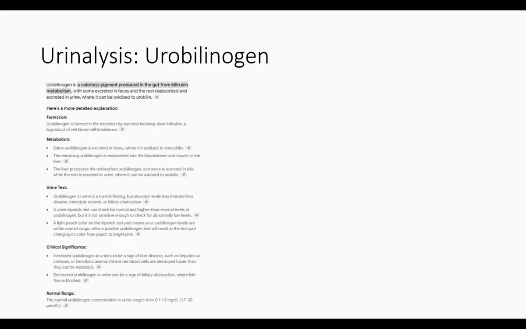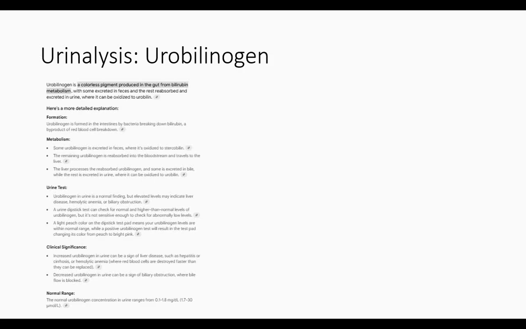Conditions. Urobilinogen. This is a colorless pigment produced in the gut from bilirubin metabolism, with some excreted in feces and the rest absorbed or reabsorbed and excreted in urine. It is formed in the intestines by bacteria breaking down bilirubin, a byproduct of red blood cell breakdown. Metabolism: excreted in feces, oxidized to stercobilin.